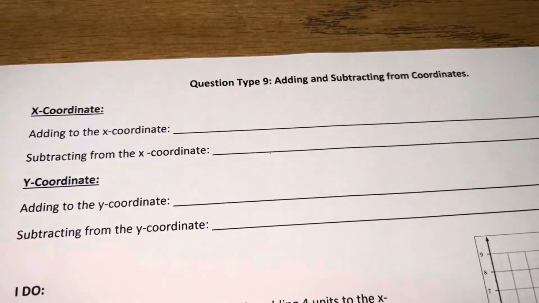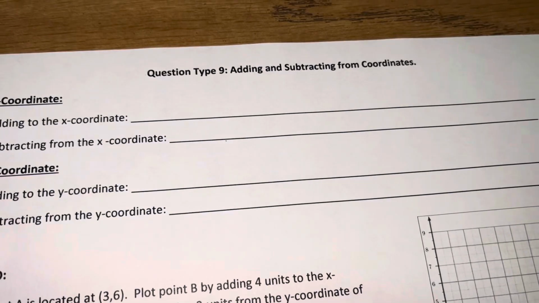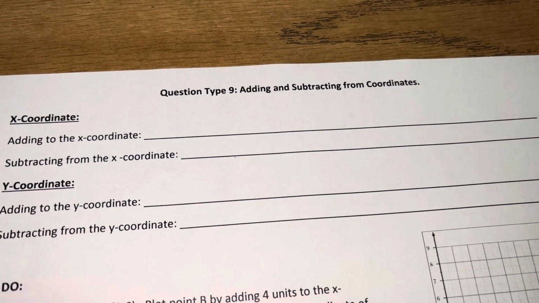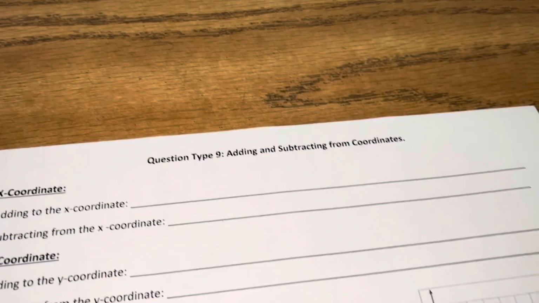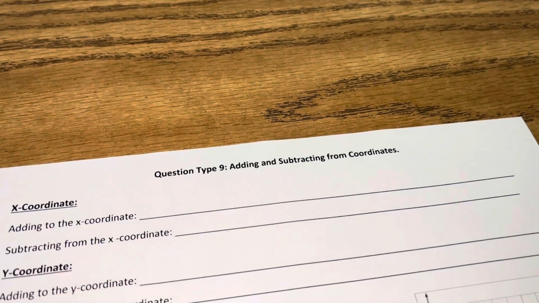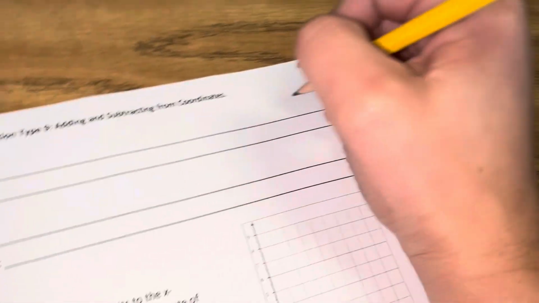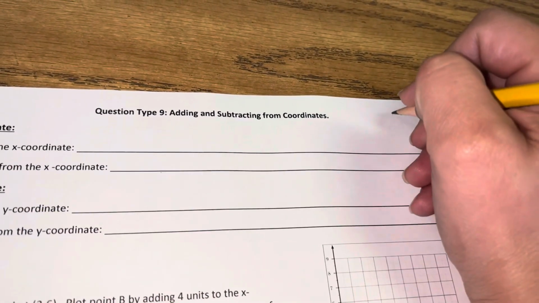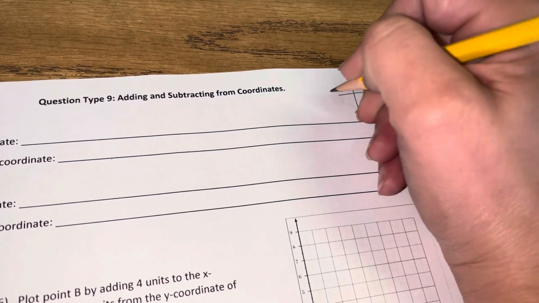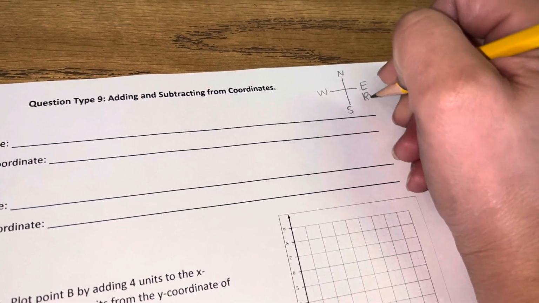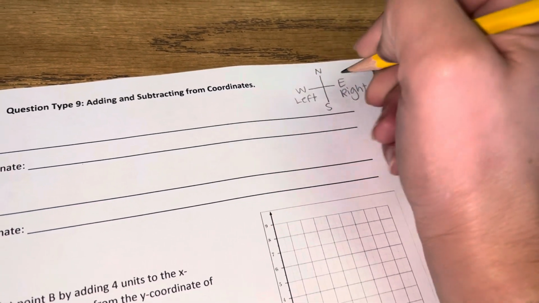All right, so then you're going to have to get a paper from the sub, and its little heading says question type 9. So if you don't have that from her, can you please pause me and get up and get that from her? You have some space up top, so I need you to give me a compass rose. So I'm going to say that nobody eats soggy waffles. I'm going to put east and right together. I'm going to put west and left together.